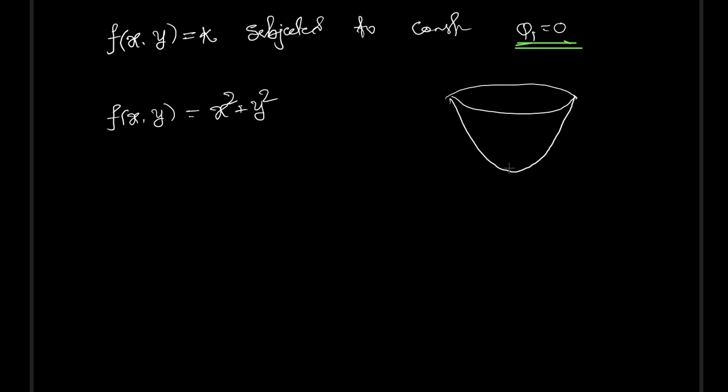Now this paraboloid I would like to intersect with a curve. Maybe let me intersect with some ellipse, that is given by x square by 4 plus y square by 9 equal to 1. So this is the constraint. Now what is the maxima or minima of this function subject to this constraint?